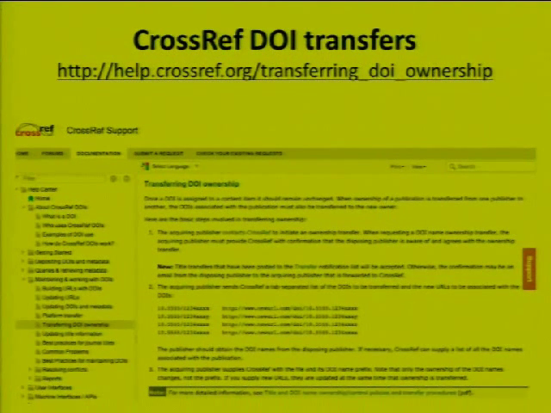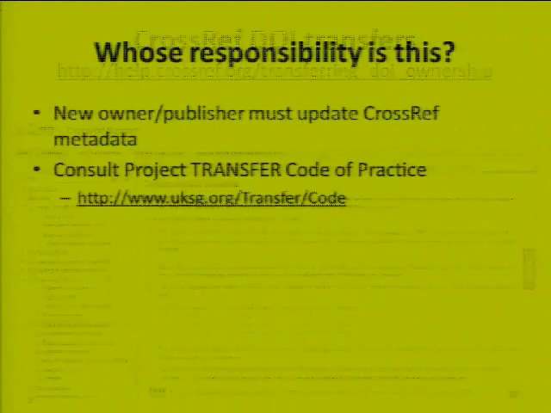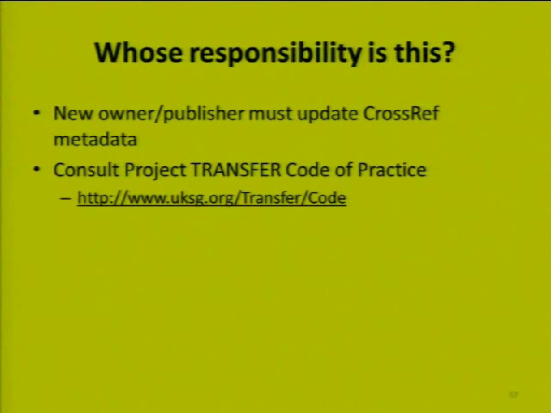And again, referring to the help page, there's a lot there about transferring DOIs and transferring ownership. And again, it is the new publisher who must update this. And there are internationally accepted guidelines for what happens when a journal moves from one publisher to another. And it's called the Project Transfer Code of Practice. This is nothing to do with CrossRef. This is an independent organization who have set up good practice guidelines for moving publications. So if your journal moves from one publisher to another, you should consult these.